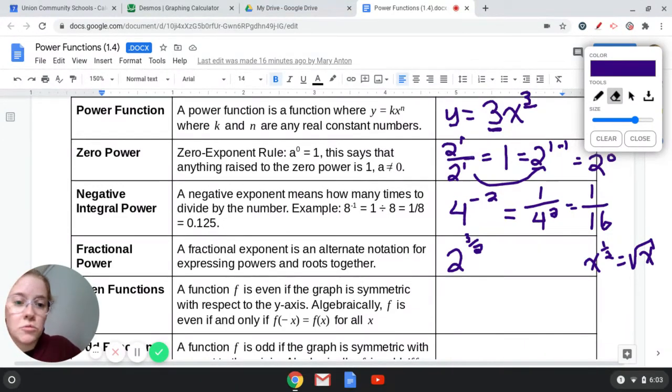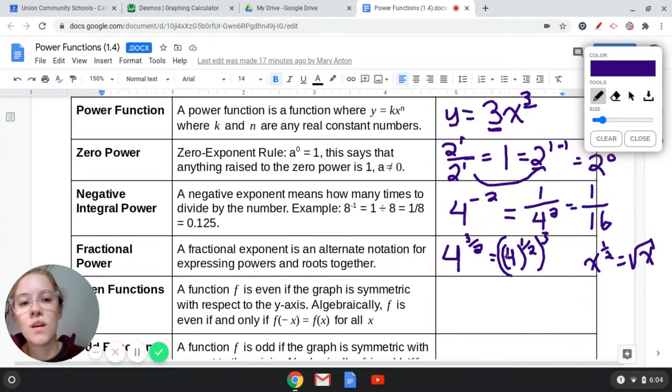Actually, we're going to do a better example. We're going to change that 2 to a 4. Okay, so now 4 to the 3 halves power. You can do 4 cubed and then take the square root of that, or you can take the square root first. You can deal with this 2 in the denominator first. So what I'm really going to end up doing is 4 to the 1/2 power and then cube it. And that's all okay to do. You can break this apart. So that means 4 to the 1/2, square root of 4 is 2, and then 2 cubed is 8.